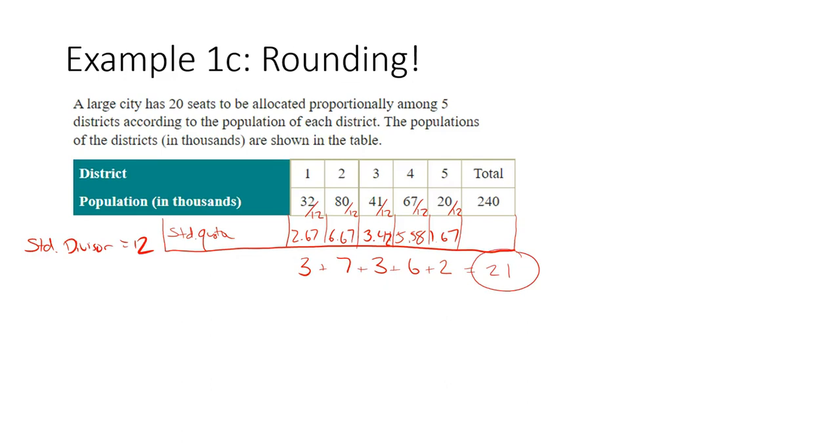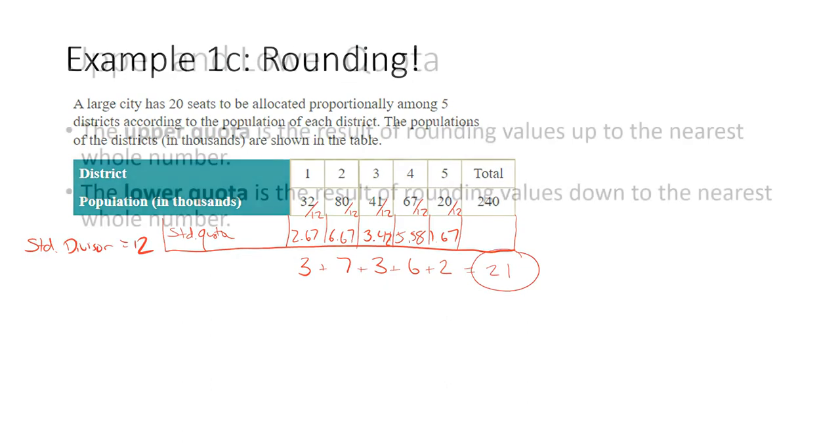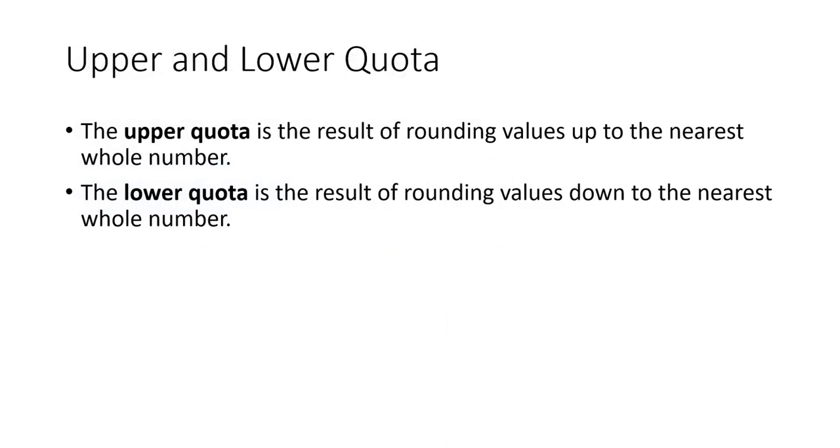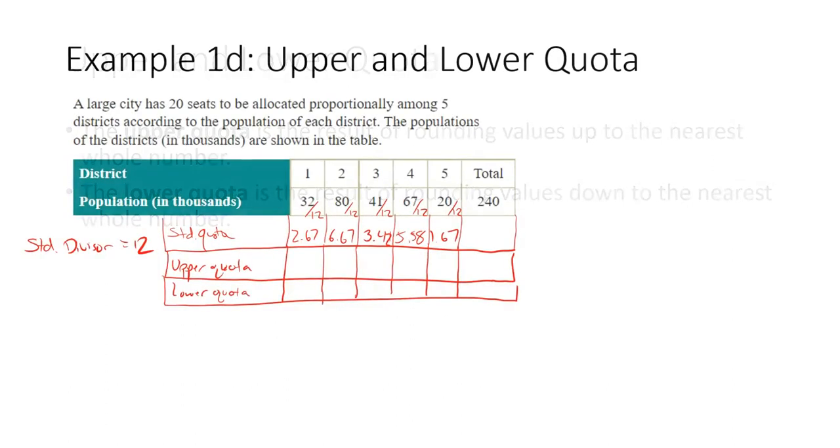And there are actually different methods that are used for rounding. What we call the upper quota is just the result of rounding the values up to the nearest whole number, and the lower quota is rounding the values down to the nearest whole number. So here, the upper quota is just rounding up to the nearest whole number. So 3, 7, 4, 6, 2. And the lower quota is just rounding down to the nearest whole number. 2, 6, 3, 5, and 1. However, in both cases, the number is still not right.